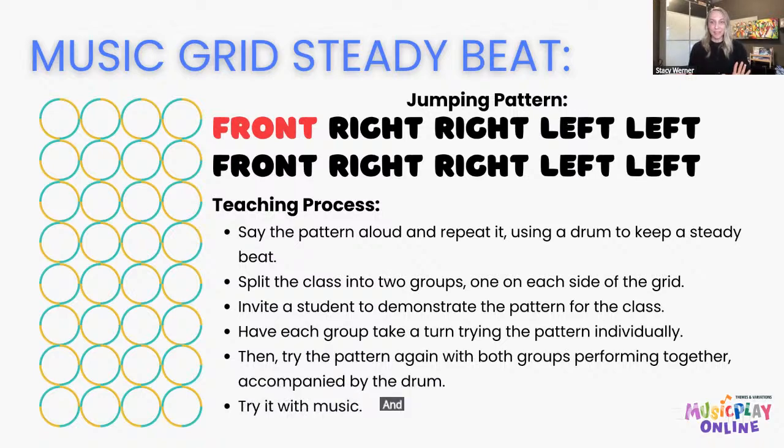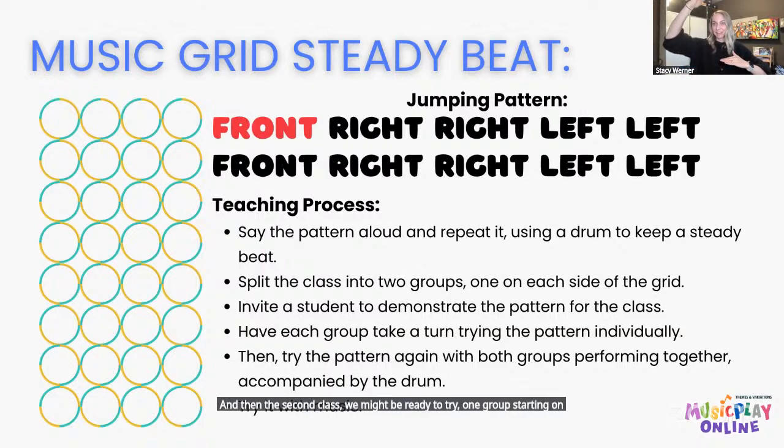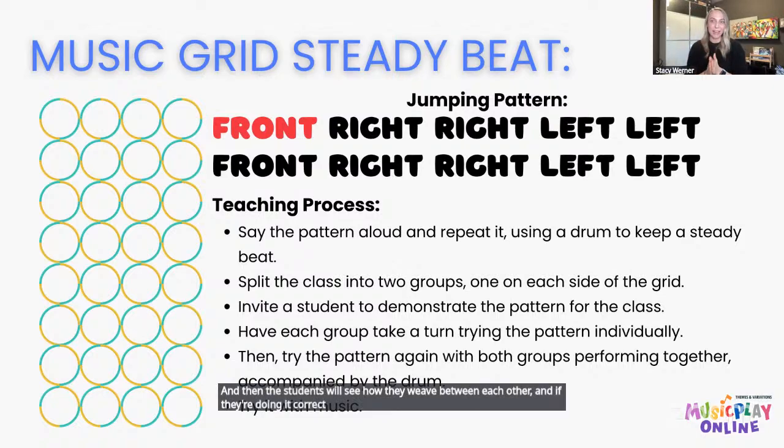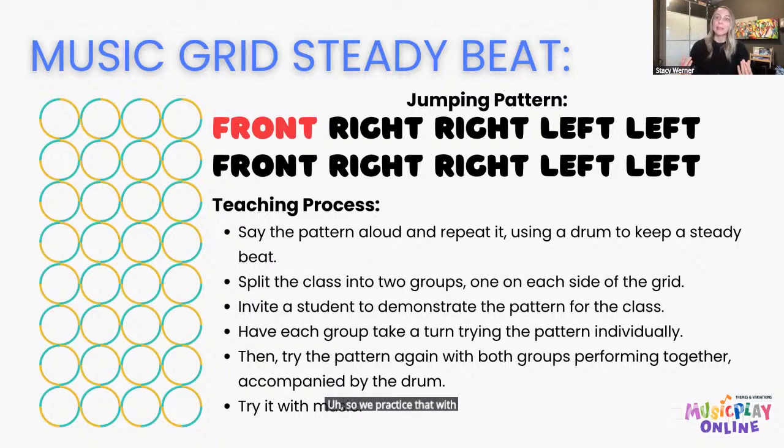And then the second class, we might be ready to try one group starting on this side, another group starting on this side. And we do that with the drum first. And then the students will see how they weave between each other. And if they're doing it correctly, they shouldn't bump into anybody else. So we practice that with the drum. And then we add in the music when I feel that they're ready to go.